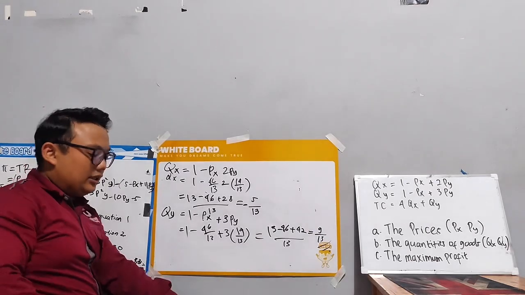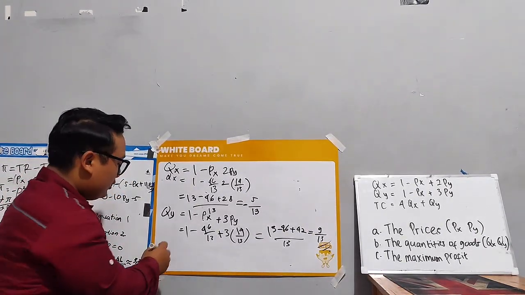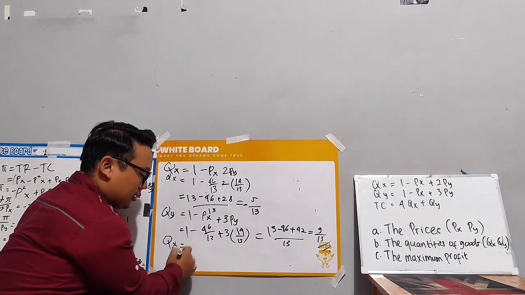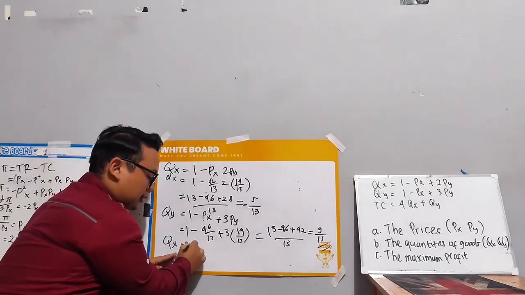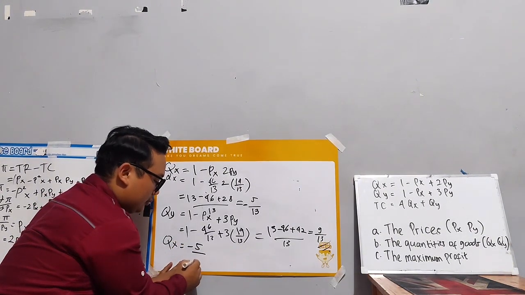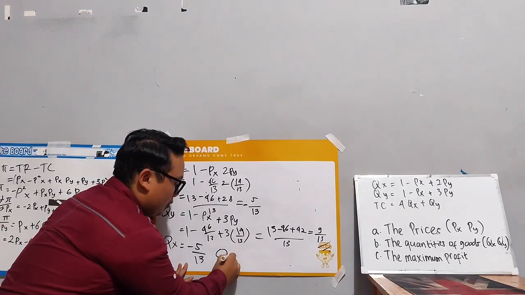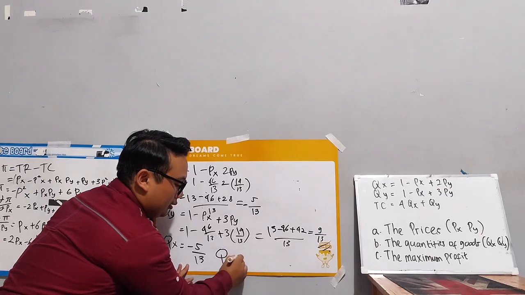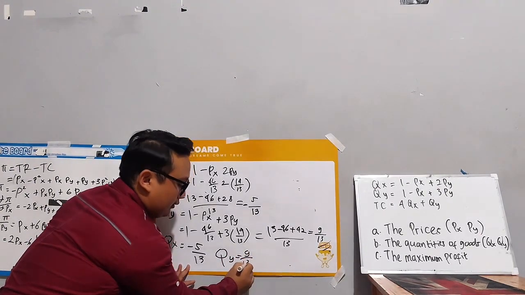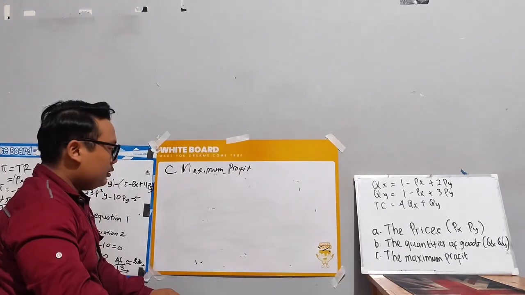Therefore, the quantities of goods that maximize profit are Qx is minus 513 and Qy is 913. These are the quantities of goods.